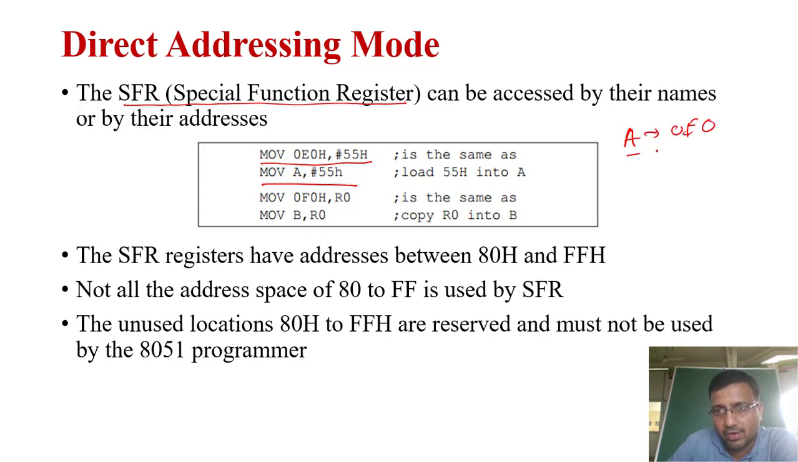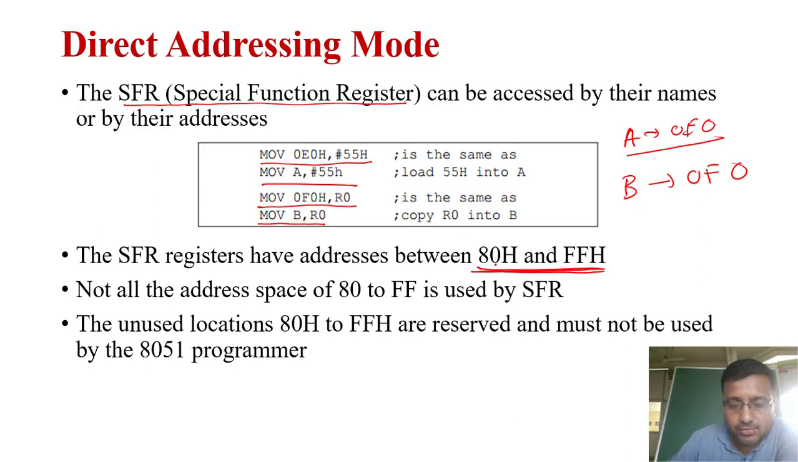So you can have a list of addresses of each of the registers. Then you can use these addresses in the direct addressing mode as well. Here the B address is 0F0, so B is located at 0F0. So we can write like this: MOV 0F0H, R0. This is the same as MOV B, R0. The SFRs have addresses between 80 to FF. So above 7F is the SFR bank, as we have seen in the memory organization.